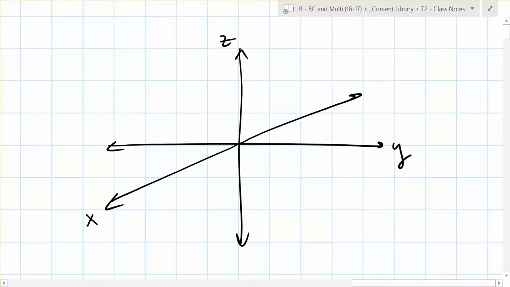There's actually a drawing tool in OneNote for drawing these axes. I think it's at 45 degrees though, unfortunately. I don't use it.